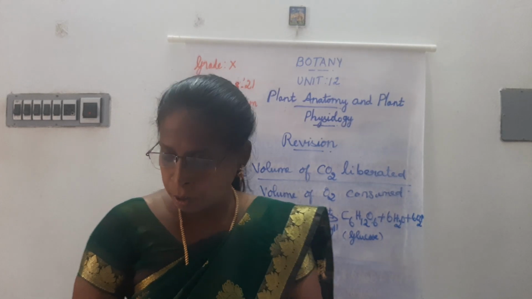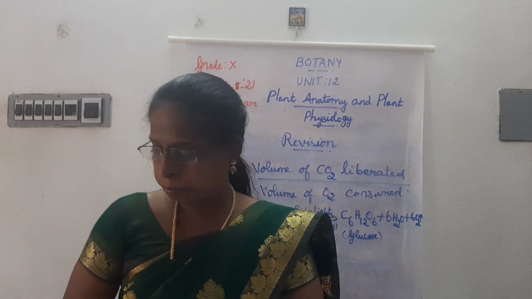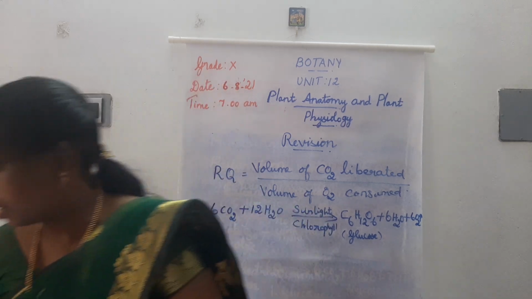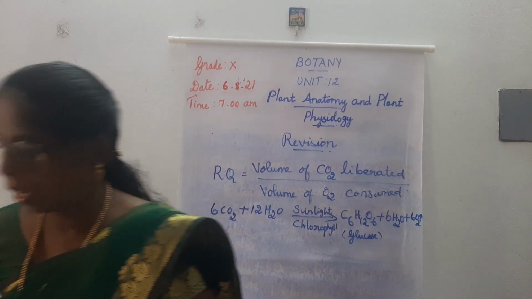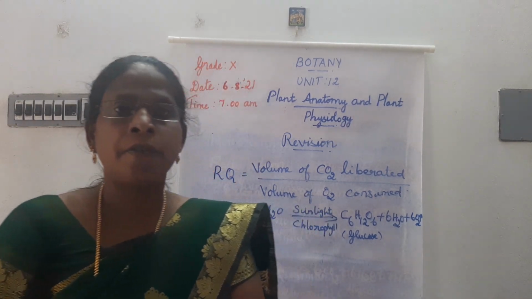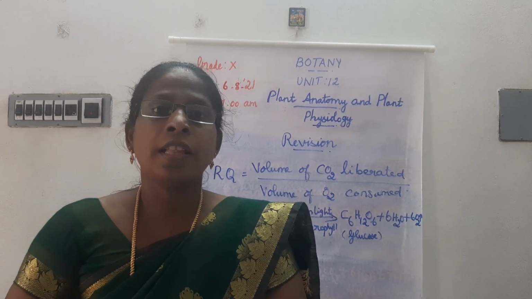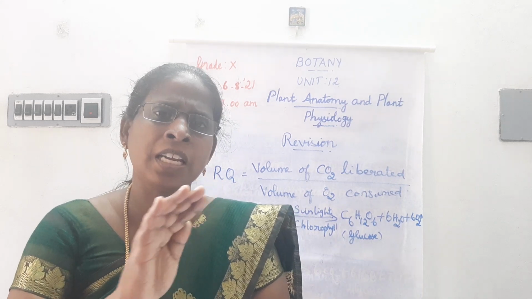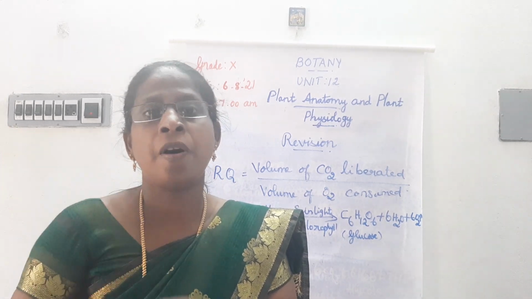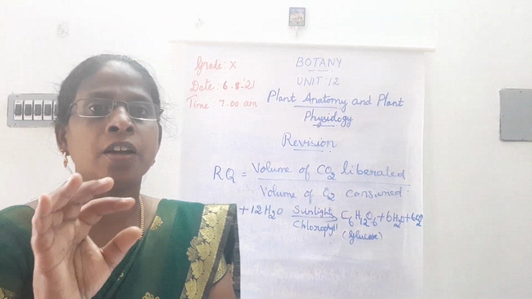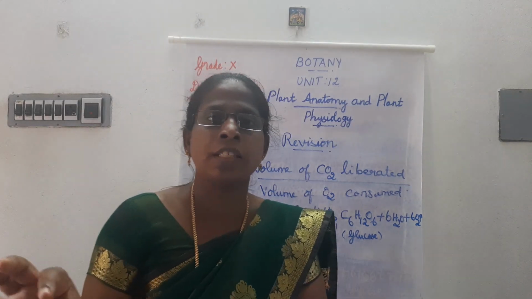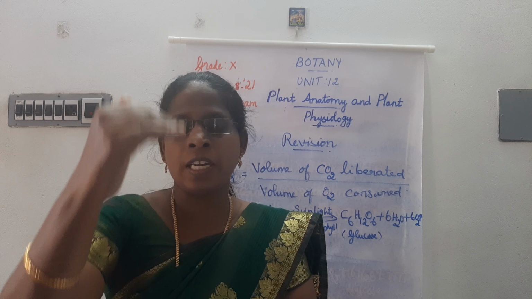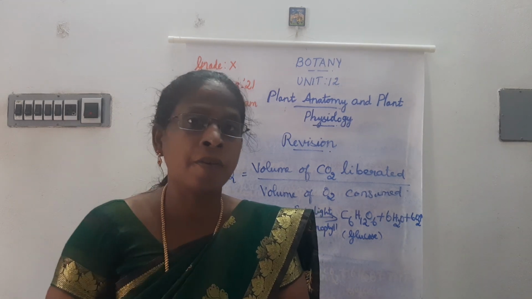Okay. Then the differences between aerobic and anaerobic respiration. The first point: in aerobic respiration, the organic food is completely oxidized with the help of oxygen. Here the glucose is completely oxidized. It is broken down into carbon dioxide, water and energy.